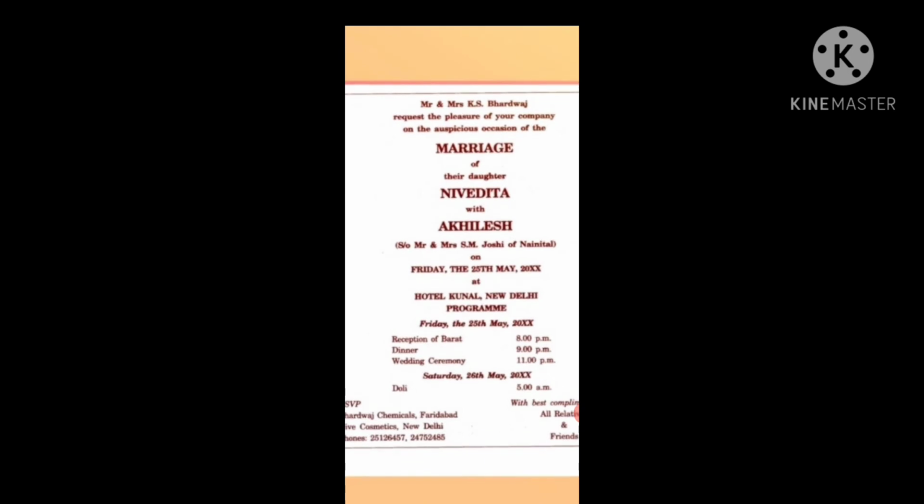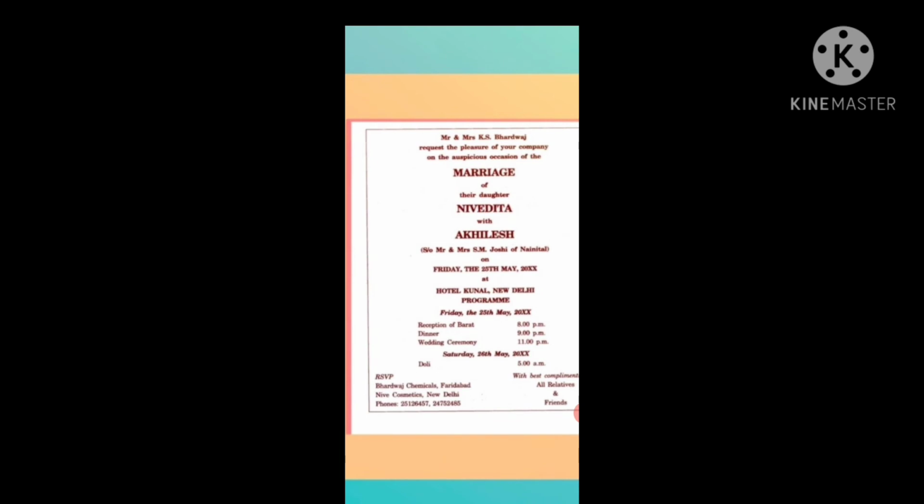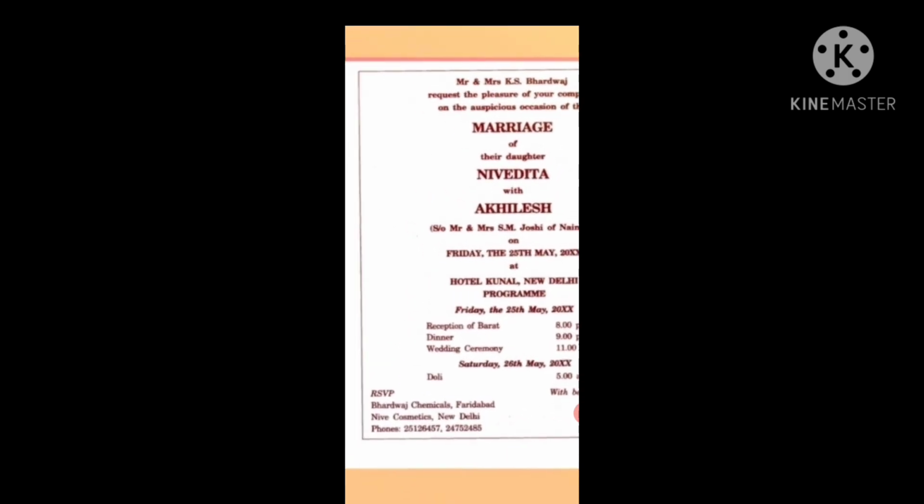Occasion, marriage of their daughter Nivedita with Akhilesh. In the question we have already been given Akhilesh's father's name, so we are writing son of Mr. and Mrs. S.M. Joshi of Nainital. Then we have to mention the timeline, on Friday, 25th May 2020. So students, can you see over here? We can directly write Hotel Kunal, New Delhi, and we have to mention the program in the marriage or in a function that has events of 2 or 3 days. We can mention the program list. Friday the 25th May 2020, the reception of Bharat, dinner, wedding ceremony, and time. Saturday 26th May 2020, Doli. Okay, RSVP is given over here. What is given? Bharadwaj Chemicals, Faridabad.